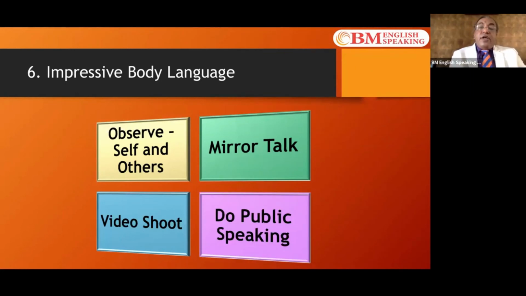It's also very important, to be an effective communicator, to grab opportunities to do public speaking. Wherever there is an opportunity, even at home, if there are 6 or 8 family members these days, prepare some speeches and speak in front of them. And make sure that you do corrections in your speeches. So, public speaking is an excellent way to be an effective communicator.